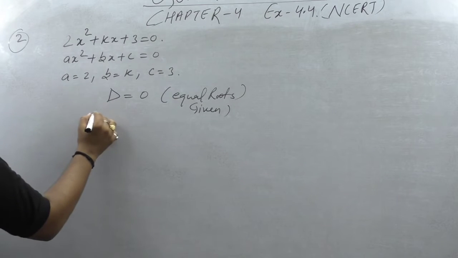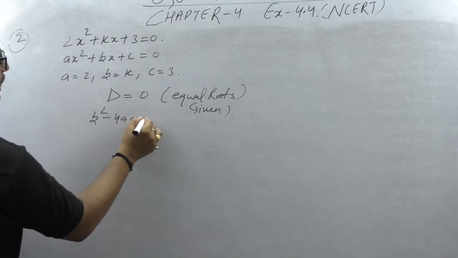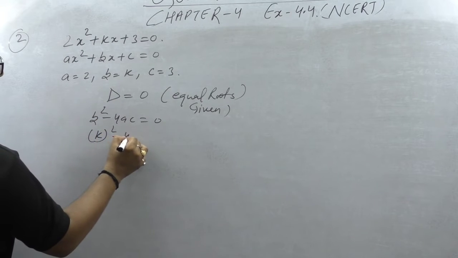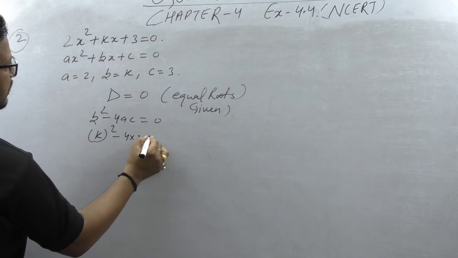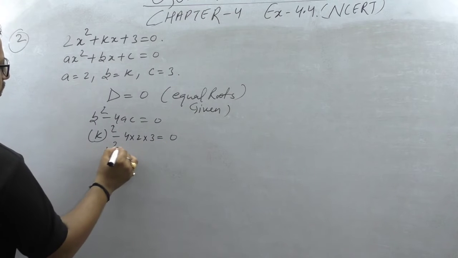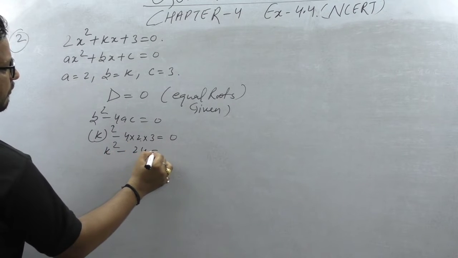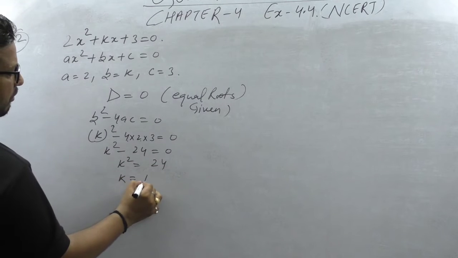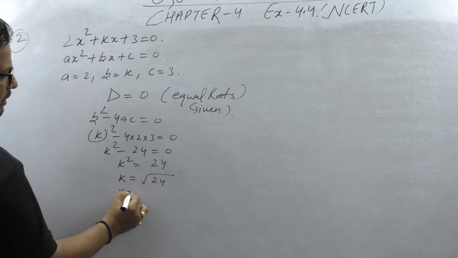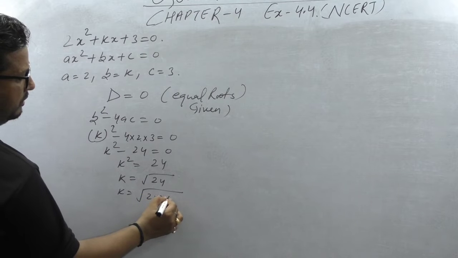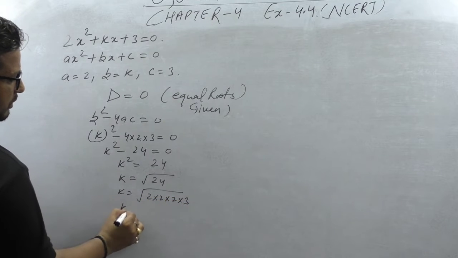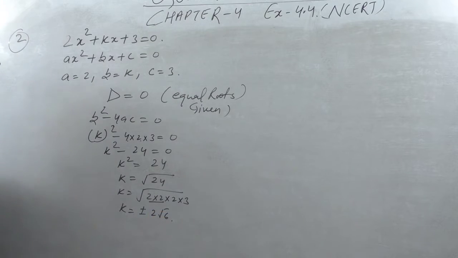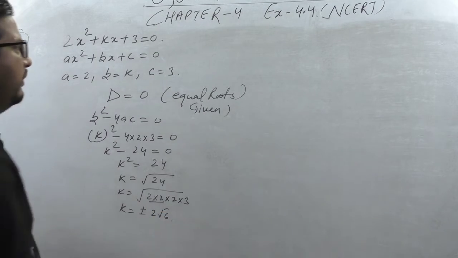So now D equal to 0, the formula is b square minus 4ac, and we have to compare it with 0. So b value we have k whole square minus 4, a is how much? 2, and c is how much? 3. So it is k square minus 4 times 2 times 3, that is 24. So k square equal to 24, and now we have to take the square root of 24. You already know how to factorize, like 2 into 2 into 2 into 3. So k will be plus minus 2 root 6. So this is your k value.